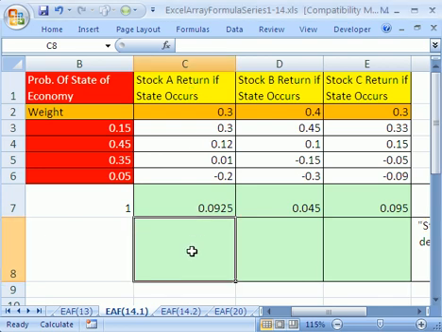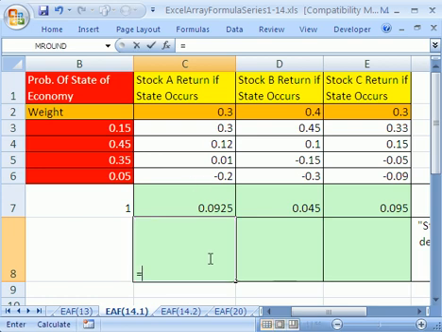We want to calculate the individual standard deviation for stock A, given our estimations of different states in the economy and different returns. In order to calculate standard deviation, you have to take each one of these returns and subtract the expected value. That gives you the deviation. Square each one of those deviations, multiply each one by the probability, then add them up and take the square root.